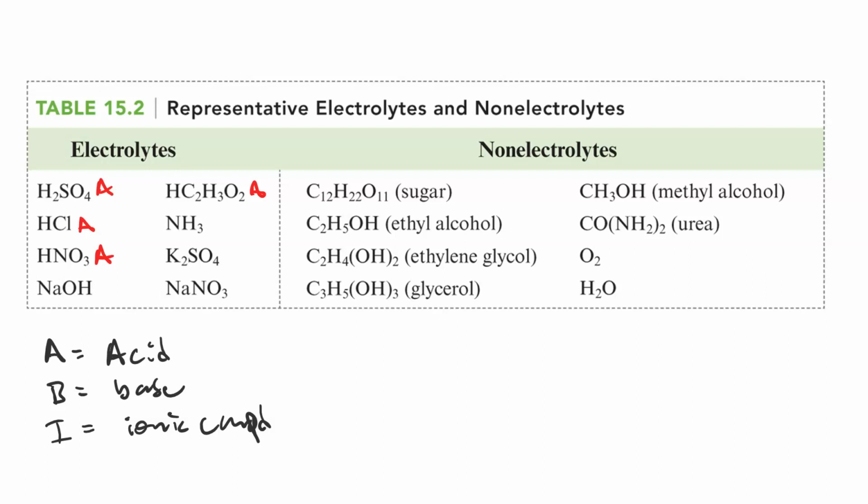Now, as far as bases, sodium hydroxide is a base. It's also an ionic compound, right? You've got a sodium ion and a hydroxide ion. NH3, ammonia, is a base. K2SO4, that's potassium sulfate. It's got potassium ions and sulfate ions, so it's an ionic compound. And NaNO3, sodium ions and nitrate ions, an ionic compound.